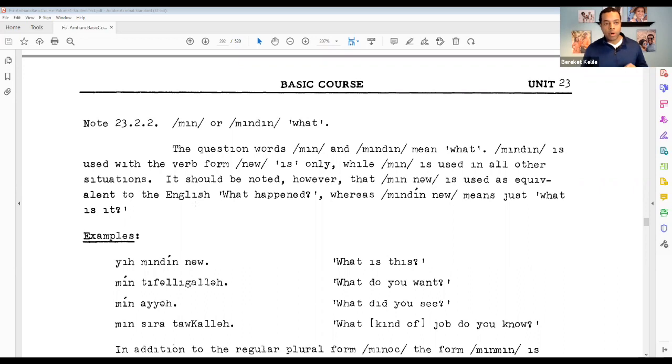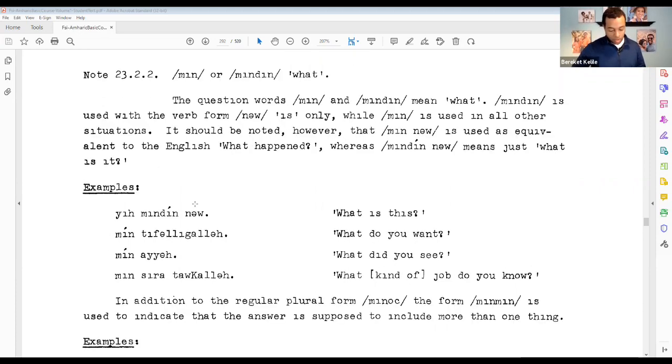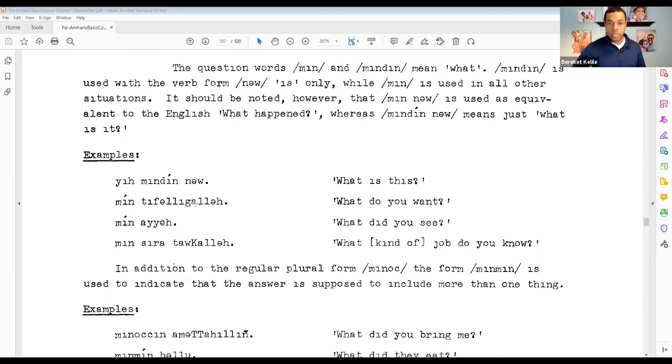We now go into subpart 2 of 23.2, min or mindin. Mindin is used with the verb know only, and min can be used with all other verbs. So that's one distinction to keep in mind. Also, there's a distinction between the question minno and mindinnaw. Minno is the equivalent to the English what happened. Mindinnaw is equivalent to the English what is it. That's a distinction to keep in mind there. Minno, mindinnaw.